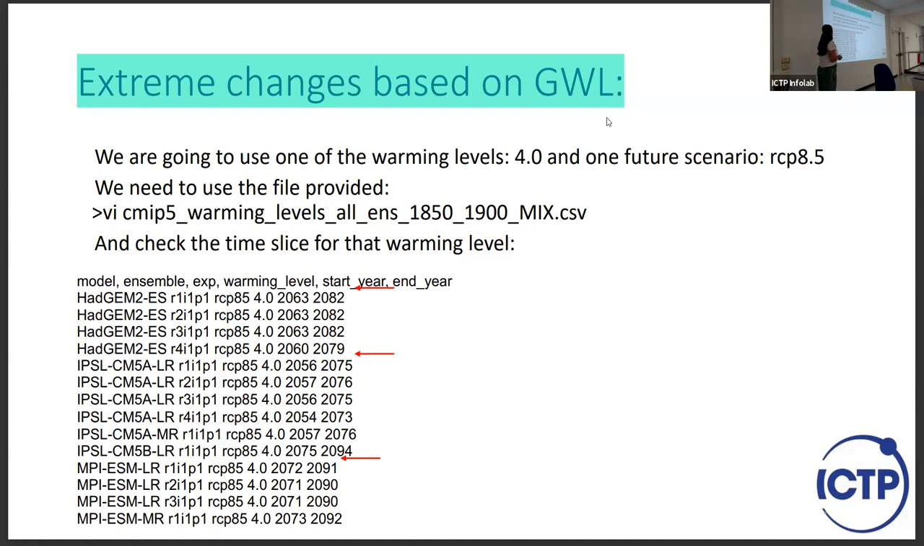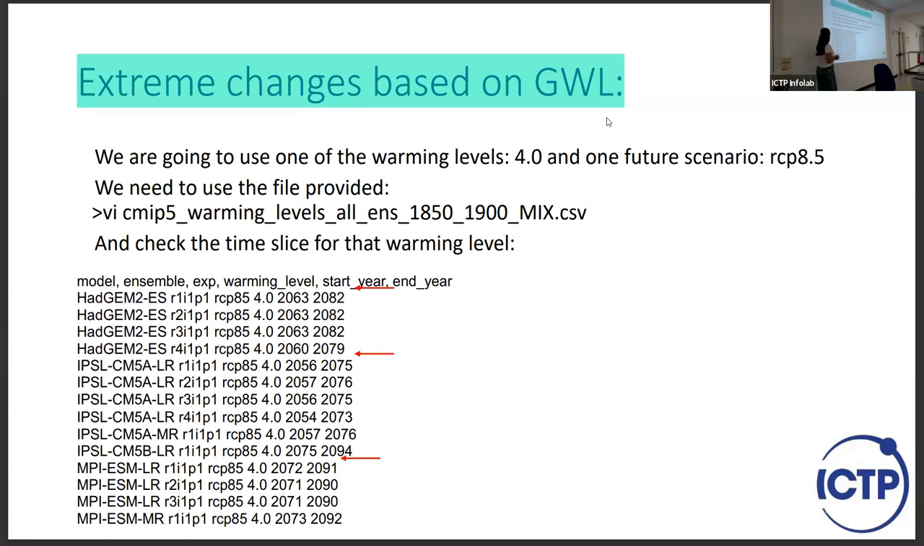So if I am working with this model, I'm going to take a look at this line, and I will use this member R1, I1, P1, and I'm going to use the RCP 8.5. I want to check when it's going to be 4 degrees. So my future period will be 2063 to 2082.